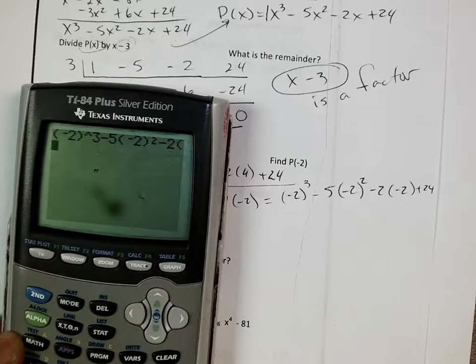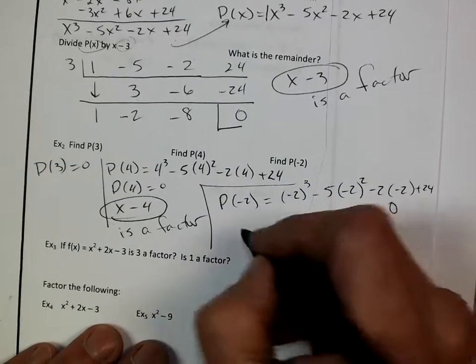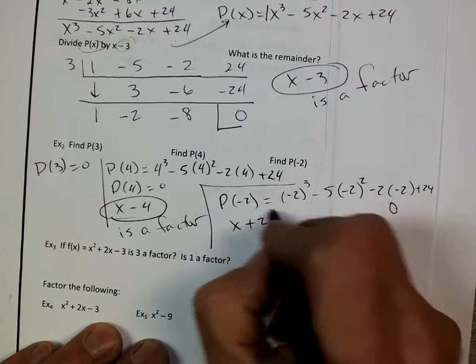Subtract 2 times negative 2 plus 24. I get 0 again. So that means that x plus 2 is a factor.